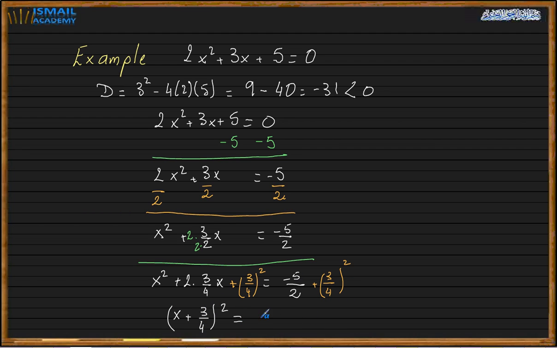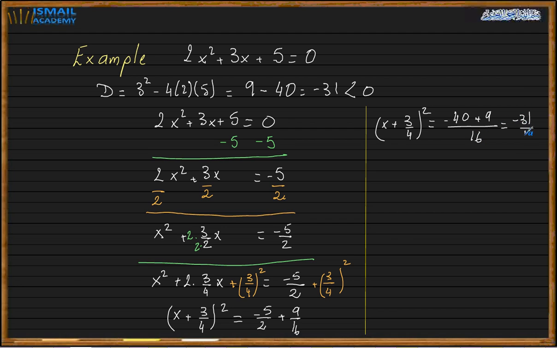And here I simplify my expression. It's going to be minus 5 over 2 plus 9 over 16. My common denominator is 16. So I have x plus 3 over 4 squared equal minus 40 over 16, because the common denominator is 16 and I multiply by 8, plus 9 over 16, which gives me the discriminant, minus 31 over 16. So this is positive, this is negative, and a positive cannot be equal to a negative number. So just say no real solution.